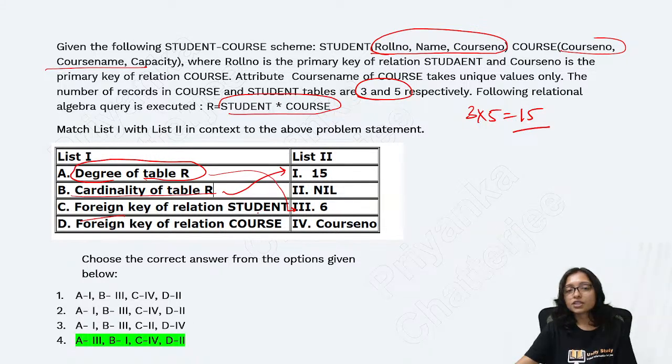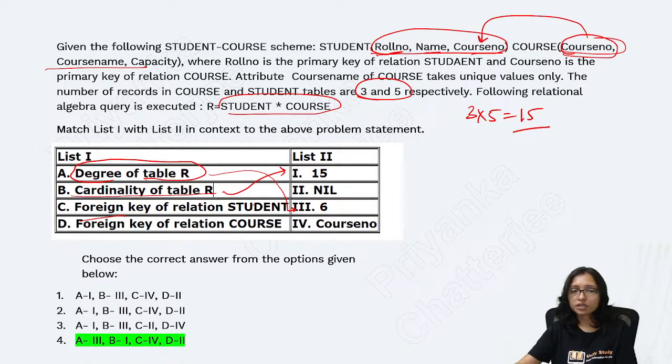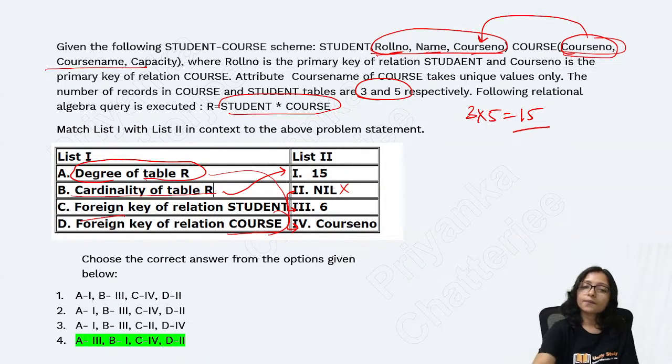Foreign key of the relationship table. What is the foreign key here? The foreign key will be for the student table. You can see in the student table roll number, name, course number. Here this course number is the primary key, and this is the foreign key. So definitely this is my foreign key. For the course table there is no foreign key. So that's why it is the answer.